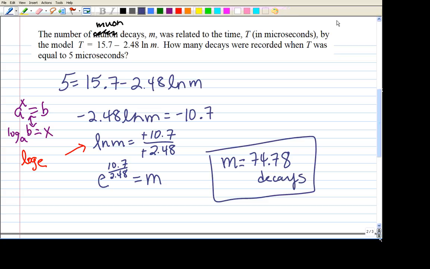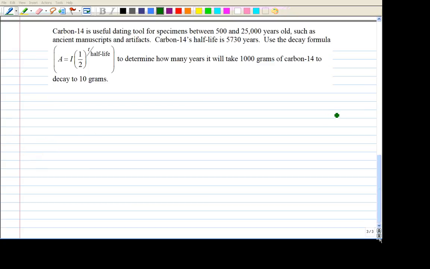Let's look at one more. Carbon-14 is a useful dating tool for specimens between 500 and 25,000 years old, such as ancient manuscripts and artifacts. Carbon-14's half-life is 5,730 years.